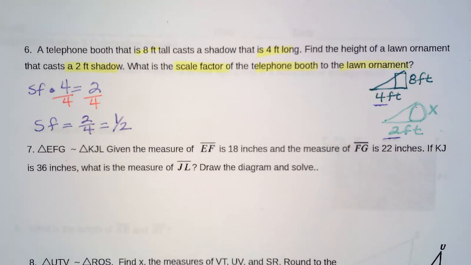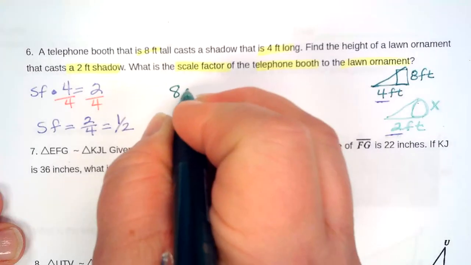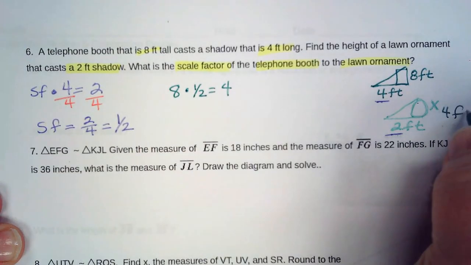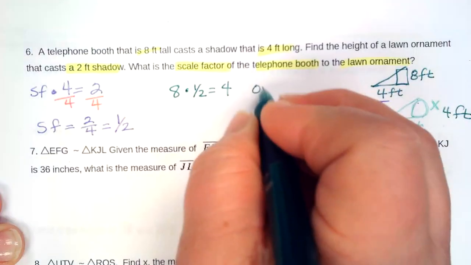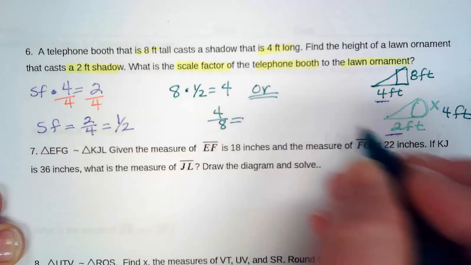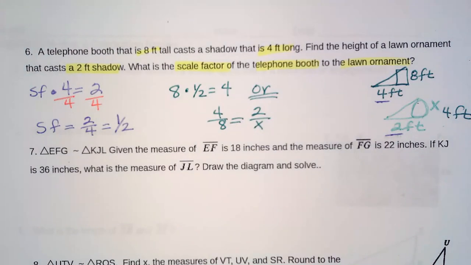Okay, but what about that last length? Well, we can multiply 8 by 1/2 and get the length. So this would be 4 foot. Or 4/8 is equal to 2/x. Once again, same thing. 2 times 8 is 16. 16 divided by 4 is 4.